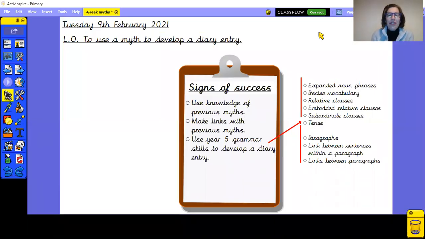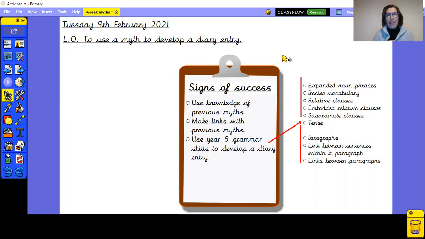Good morning, Year 5. So following yesterday's fantastic lesson, we're going today to develop a diary entry. And I know you're really good at developing diary entries because you've done it probably in Year 2, Year 3, Year 4, and we've done some already in Year 5 this year. So without further ado, grab your English book, your pen, your ruler, maybe your pencil, and I will see you in a moment.